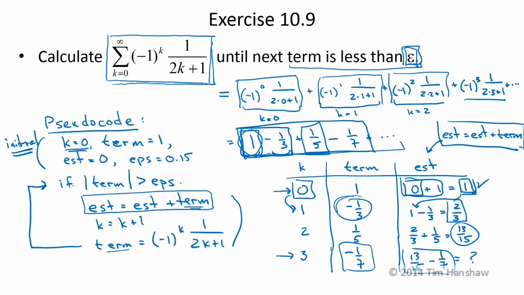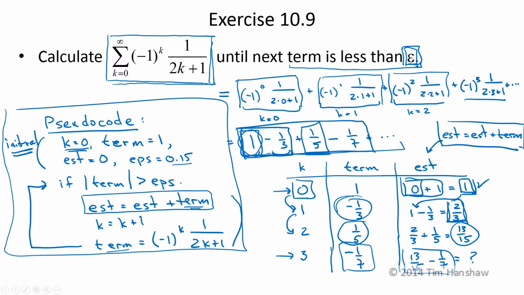Then I go back up here. Is 1/3 bigger than 0.15? It is, so I'm going to go ahead and add these together to get 2/3. I'm going to increase k to get 2. I'm going to calculate the term corresponding to that and keep going. This overall process looks like it's about right.